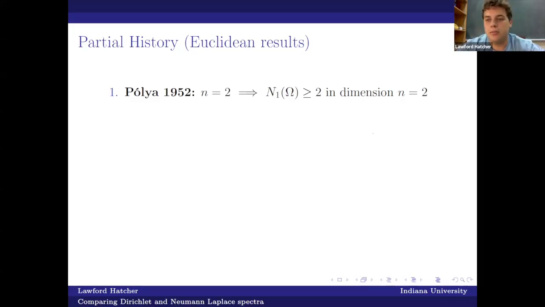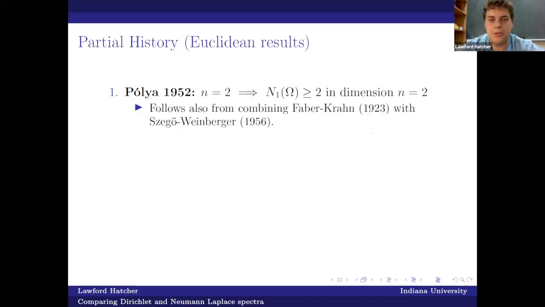eigenvalue. And for those of you who are experts in the field, you might immediately assume, isn't this obvious if we combine Faber-Krahn with Szegő-Weinberger, right? Faber-Krahn says that balls minimize the first Dirichlet eigenvalue, and Szegő-Weinberger says that balls maximize the second Neumann. And so if you concatenate these along with knowledge of the eigenvalues of balls, you get this inequality.